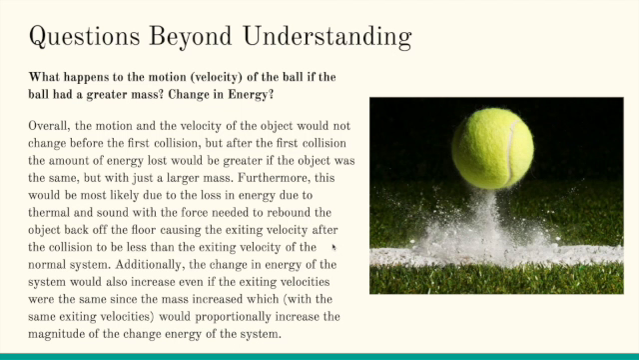Finally, what would happen to the motion of the ball if the ball had a greater mass? What happened to the change in energy? Overall, the velocity of the object would not change before the first collision. After the first collision, the amount of energy lost would be greater if the object was the same, but just had a larger mass.